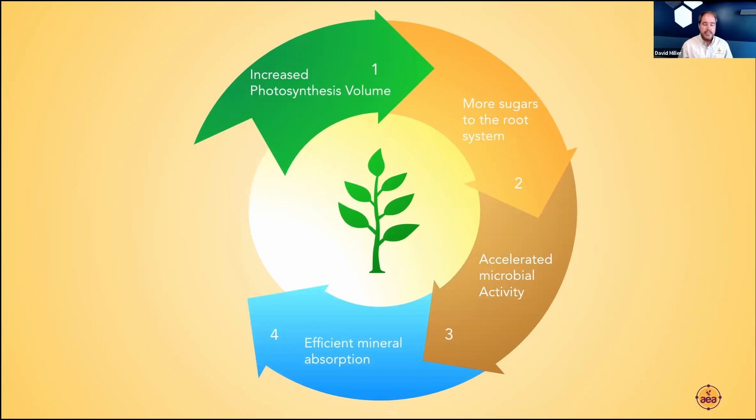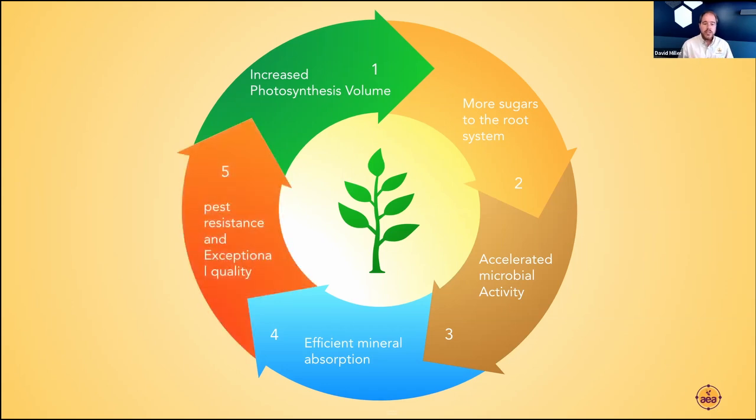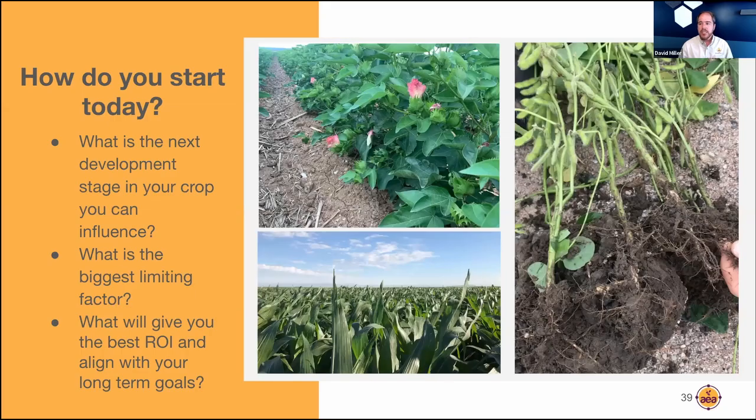Because plants that are taking up nutrients in the form of microbial metabolites have more energy, and they're able to resist more pests and have exceptional quality. And when that happens, we have less pest pressure, we don't need as many pesticides, and we have more sugars that can now be allotted to go down to the root system and or to improve the quality and the yield of our crop. So let's talk about how you can start today.